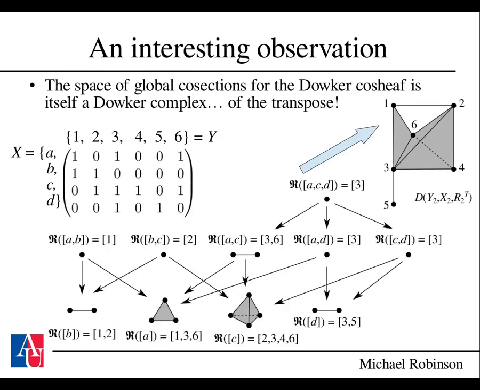But here's an interesting observation. If you take a look at this co-sheaf that we've built, this co-sheaf of simplicial complexes on the Dowker complex, and you compute its space of global cosections, then in fact you get the Dowker complex of the transpose. When I saw this, it really got me thinking, I wonder if Dowker duality really comes down to a global cosections computation. And in fact, if you could transform this Dowker cosheaf into a dual in some fashion, i.e. another cosheaf of simplicial complexes on simplicial complexes.